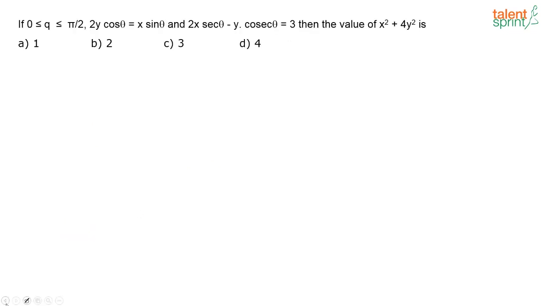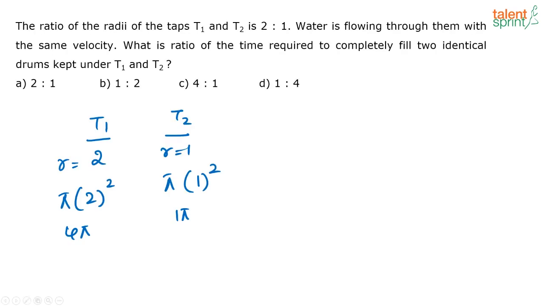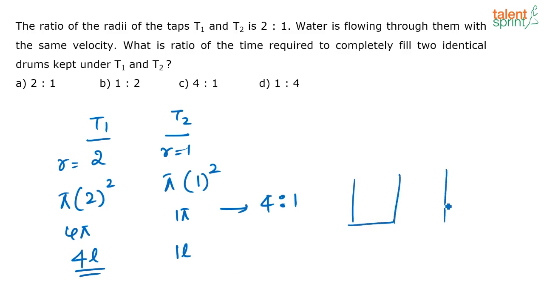Now what can I say? They are saying that water is flowing from these two taps with the same velocity. So at any point of time, if 4 liters of water is coming out from tap 1, how many liters of water will come out from tap 2? Only 1 liter will come out, because their areas are in the ratio 4:1. So what does that mean? If 4 liters of water is coming out from tap 1, only 1 liter of water will come out from tap 2.